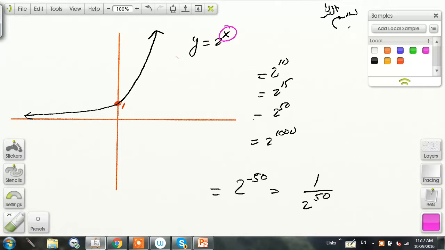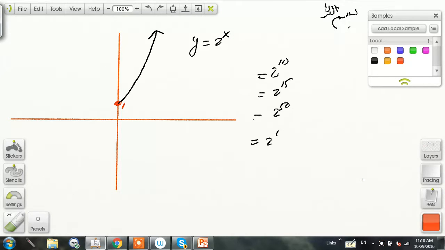Do you understand? Let's say if you put a positive number, y equals 2 to the 1,000, that's a very big number. Y equals 2 to the negative 1,000, that's like 1 over 2 to the 1,000. That's still a positive number. Do you understand? So this function will never have a y value that's negative. Correct? Okay. That's another thing.